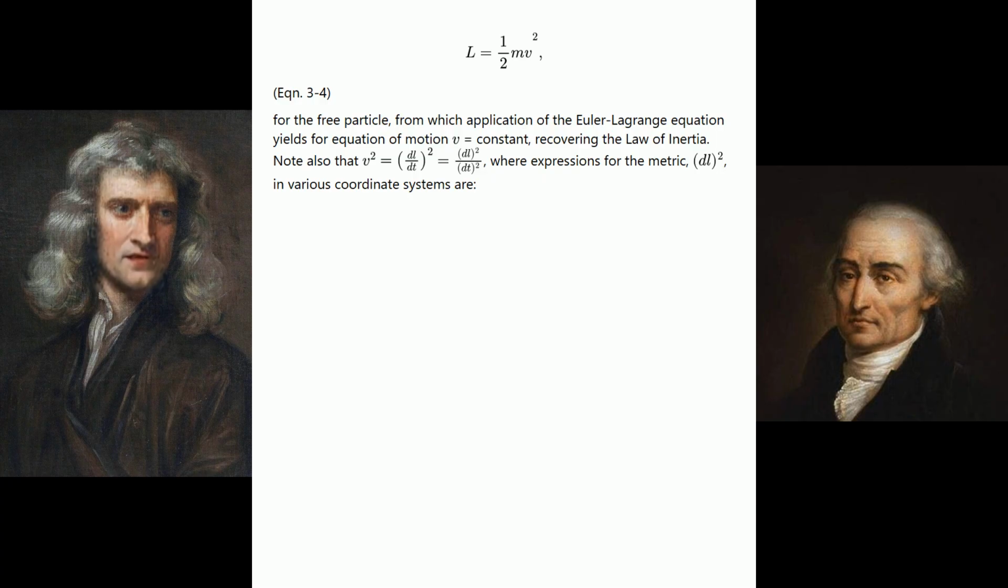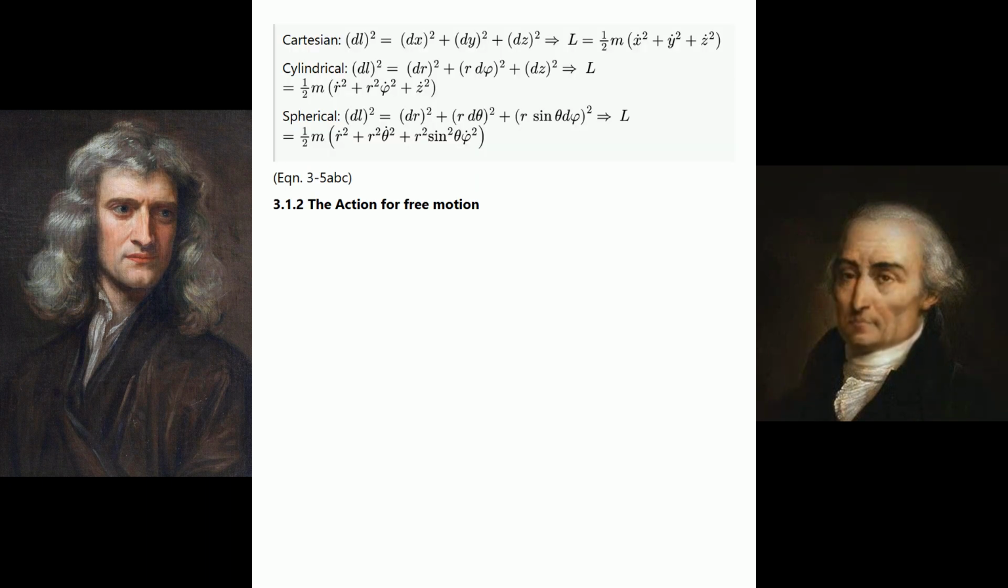Note also that v squared equals dl over dt squared equals the fraction with numerator dl squared and denominator dt squared, where expressions for the metric dl squared in various coordinate systems are: Cartesian, dl squared equals dx squared plus dy squared plus dz squared, right double arrow L equals 1/2 m times x dot squared plus y dot squared plus z dot squared; cylindrical, dl squared equals dr squared plus r squared d phi squared plus dz squared, right double arrow L equals 1/2 m times r dot squared plus r squared phi dot squared plus z dot squared; spherical, dl squared equals dr squared plus r squared d theta squared plus r squared sine squared of theta d phi squared, right double arrow L equals 1/2 m times r dot squared plus r squared theta dot squared plus r squared sine squared of theta phi dot squared. Equation 3-5 ABC.